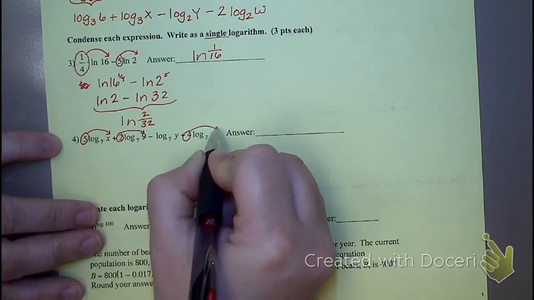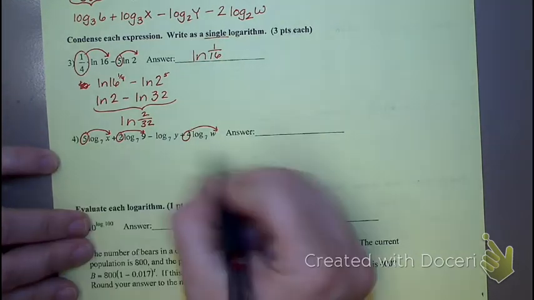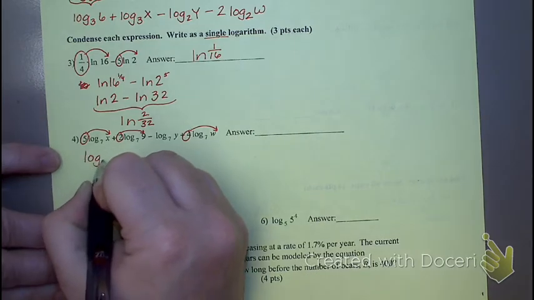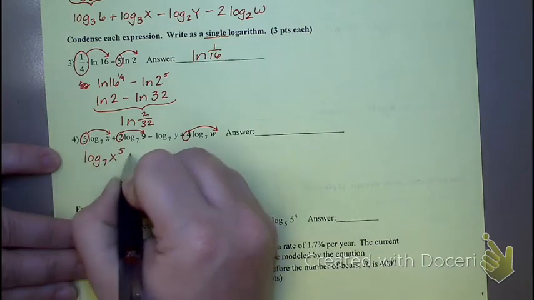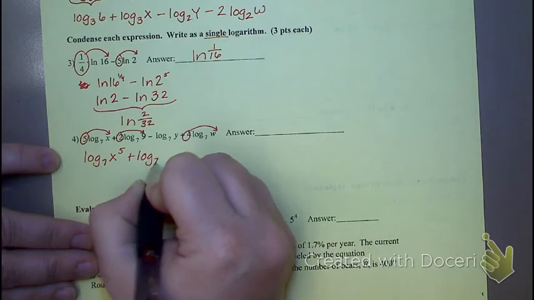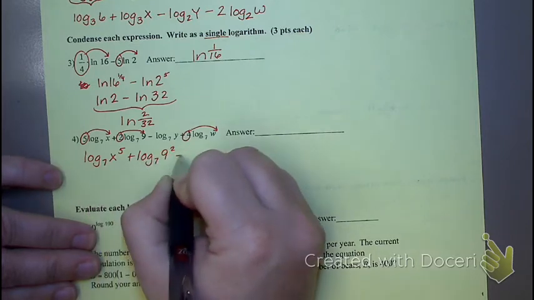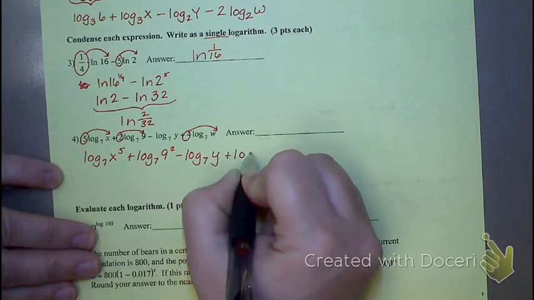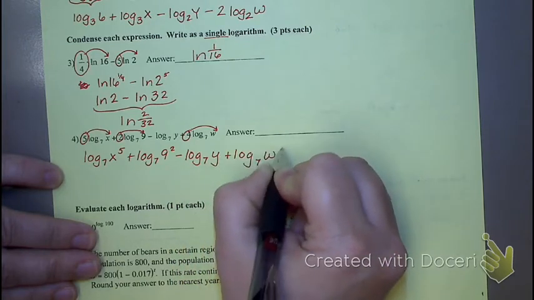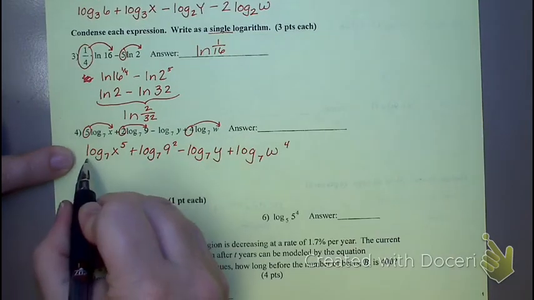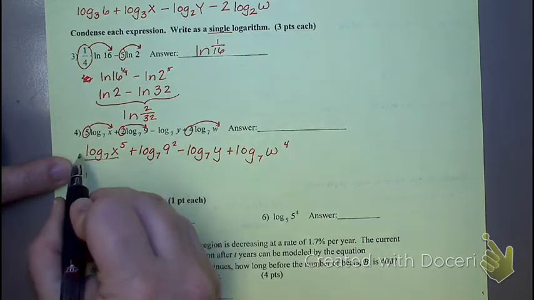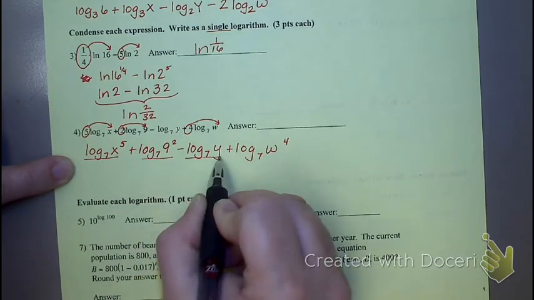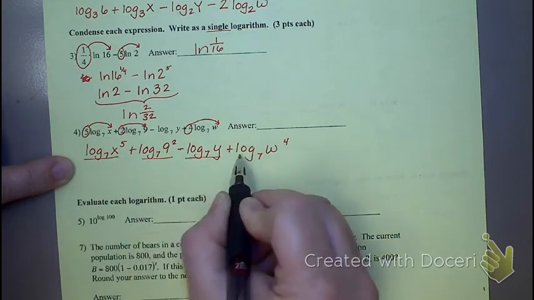Exponents, got to go back. Anything that's after a minus sign goes on the bottom, after a plus sign goes on the top. So log base 7 of x to the 5th plus log base 7 of 9 squared minus log base 7 of y plus log base 7 of w to the 4th. So this guy's going to go on the top because technically that's positive, so that's a plus sign. That guy's going to go on the top. That guy's going to go on the bottom because it's after a minus.